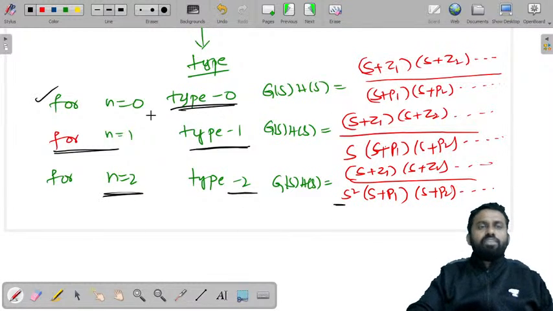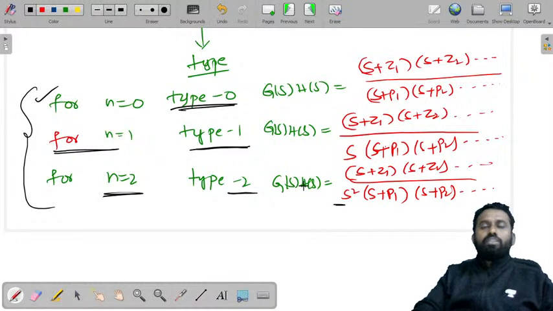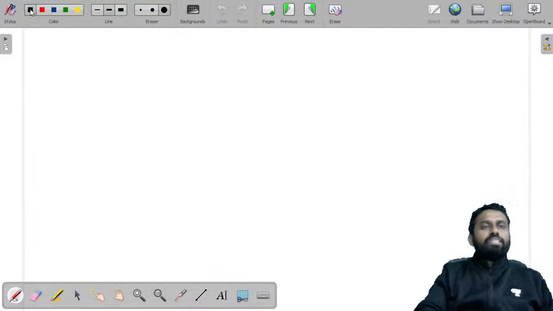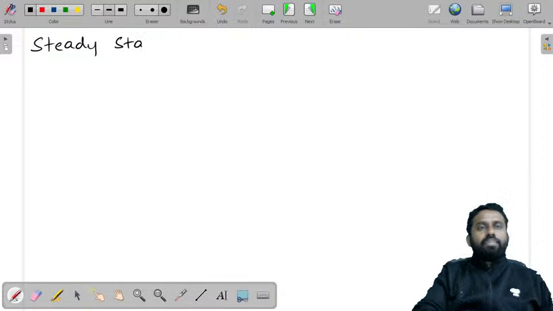So you need to find steady state error for all these, for type 0, type 1, type 2, for different inputs. Let us say steady state error for unit step input.